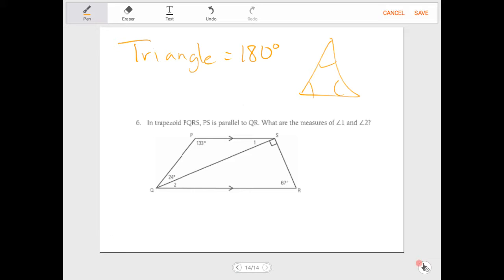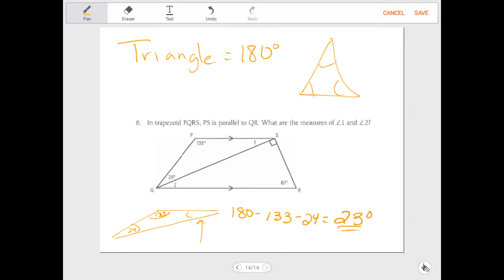So, look, this is the triangle that has angle 1 in it. And this one is 133, this is 24. If you ever want to figure out a missing angle in a triangle, all you have to do is go 180 and subtract the other two angles. So subtract 133, subtract 24, and that will give you angle 1. So 180 take away 133, minus 24. We know that angle 1 is 23 degrees.